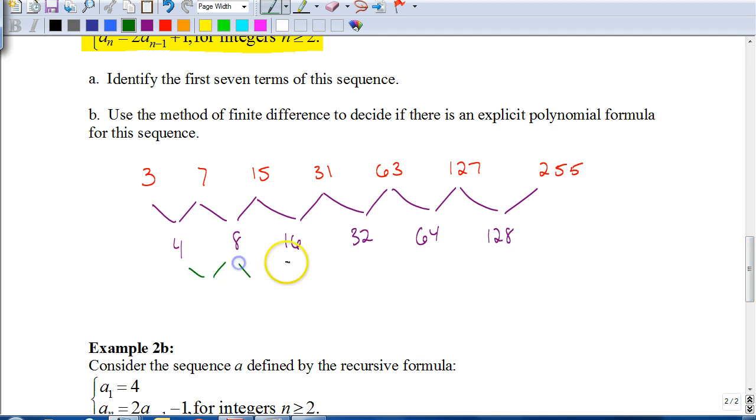Our next row of differences, we're going to subtract these from each other. 8 minus 4 is 4. 16 minus 8 is 8. 32 minus 16 is 16. You might notice a pattern here. Oops, missed one. This would be 32, and this would be 64.